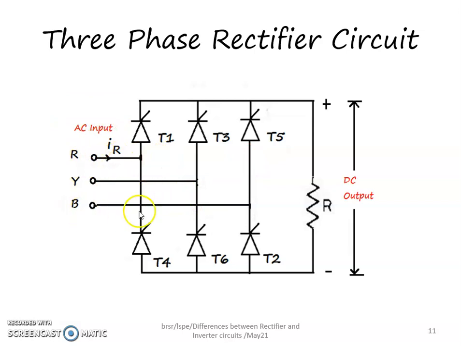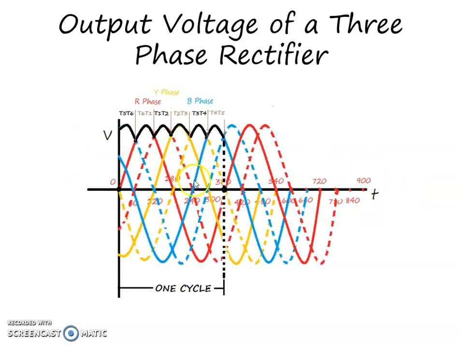So you have three lines. The output will be taken from the other ends. So AC input is converted to DC output using a three-phase rectifier circuit. The output of the three-phase rectifier would look like this. You will have 6 pulses as shown in the black color. The operation will be explained in my next lecture. So from an AC supply you are going to get a unidirectional output from a three-phase rectifier.